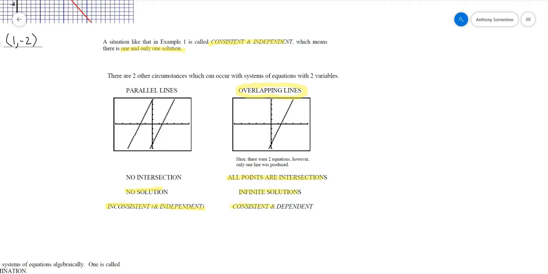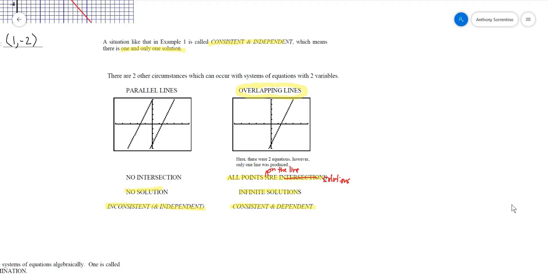We would say that's consistent and dependent. So basically the line itself is the solution because there's a bunch of ordered pairs that would make that work. It doesn't mean every ordered pair. All points, and I should emphasize, on the line, are solutions. They're all intersections too, so there's infinite solutions. I have to be aware of those two cases as I do my work for these and recognize them when I see them.